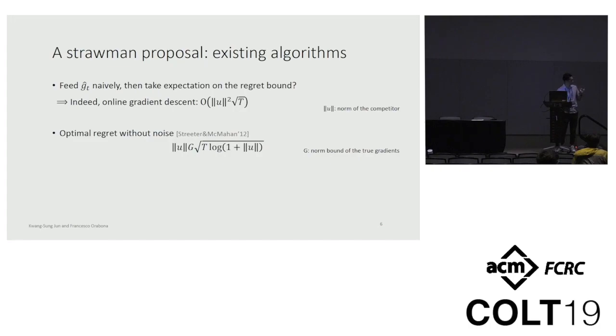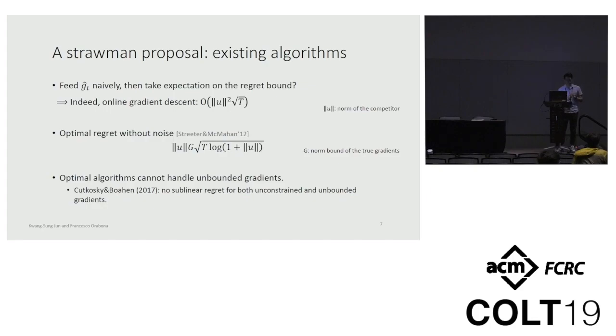But then why don't we use those near optimal algorithms here? Turns out we cannot use them because they require that the input gradients are bounded. Indeed, a recent lower bound result says if your algorithm handles unbounded gradients and has the right, near optimal dependency on the norm of the competitor, then you are bound to suffer exponential regret. So this just tells us that we cannot just use existing algorithms to achieve the desired regret bound. So we need a new algorithm.